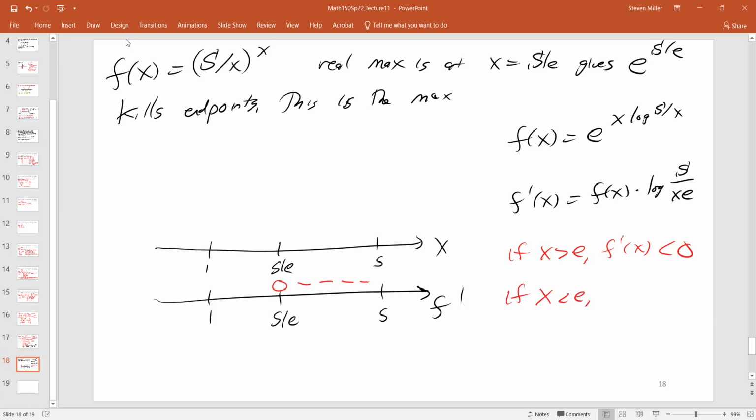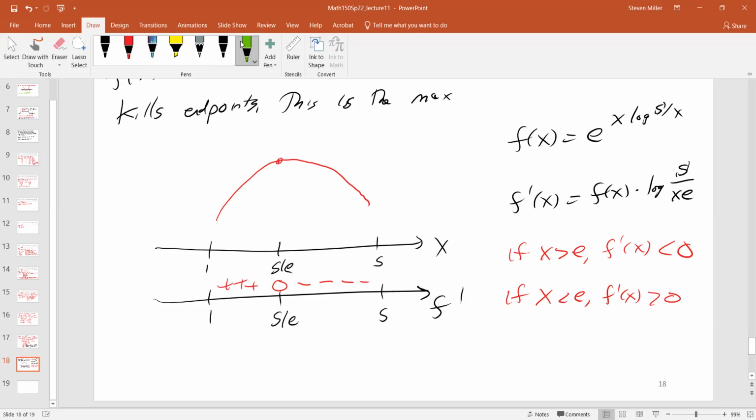If x is less than s over e, now we have the log of a number that's a little bit greater than 1. What can you tell me about the log of a number that's greater than 1? Positive. So this is curve sketching. How many of you did curve sketching in calculus? So I know that my function has a critical point at s over e. It's rising to s over e and then falling from that point onward. So I know the curve looks something like this.